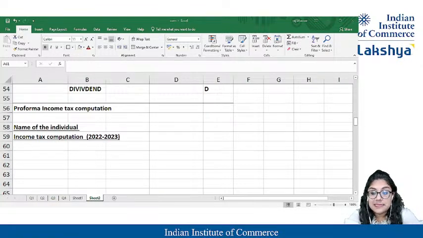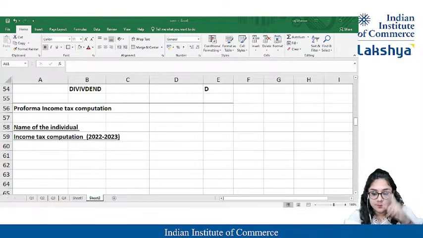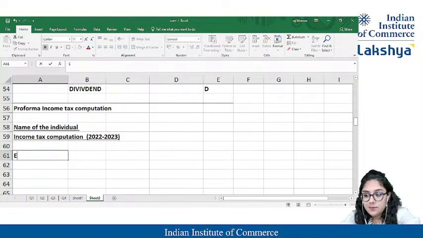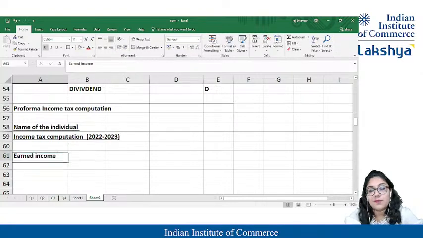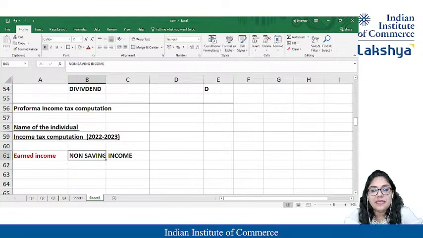What is my earnings? Is it my saving income? Is it my business income? So the first thing I will write is earned income. Students, what is earned income? Think. It is nothing other than non-saving income. Guys, what is the meaning of non-saving?